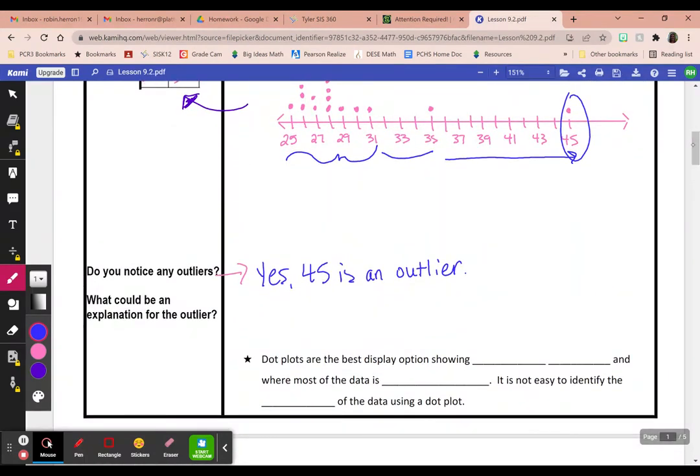So if you have something that gets a lot more gas mileage than another one, maybe it's an electric car, right? Like maybe it's a Tesla. So maybe an electric car or one of the hybrids, and the rest of them are just regular gas, and that's the possible explanation for why that one gets way better gas mileage than the other ones.